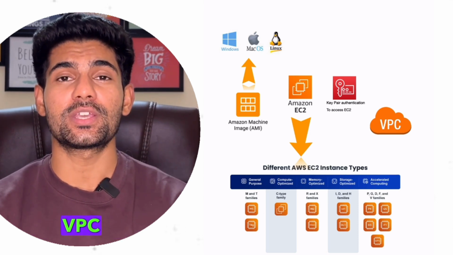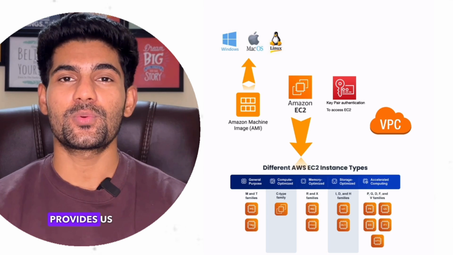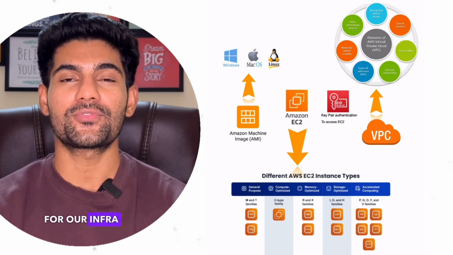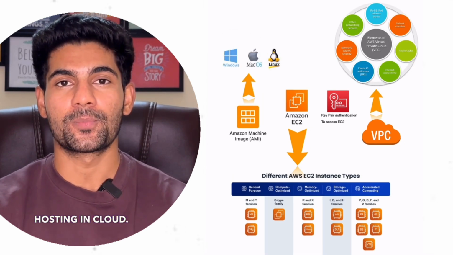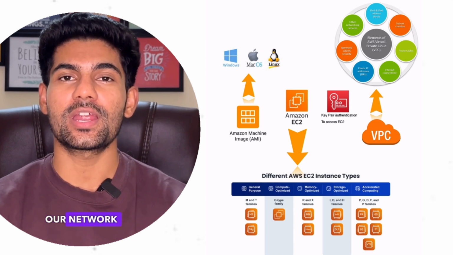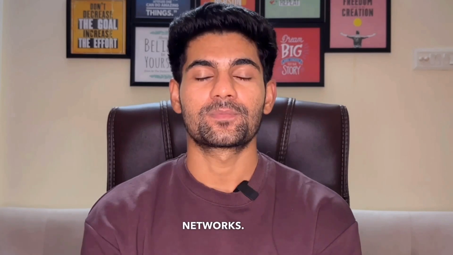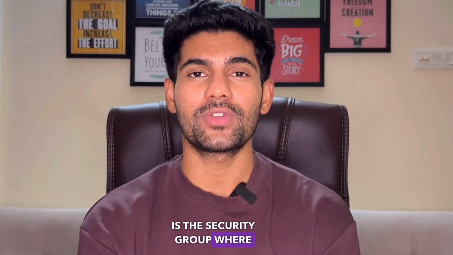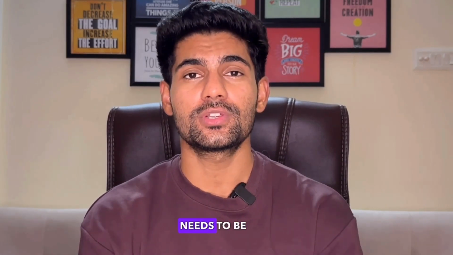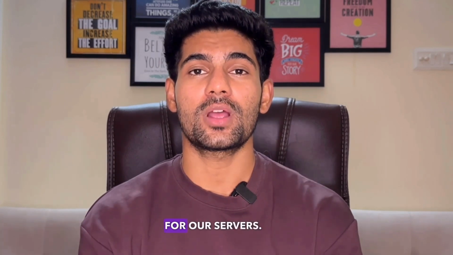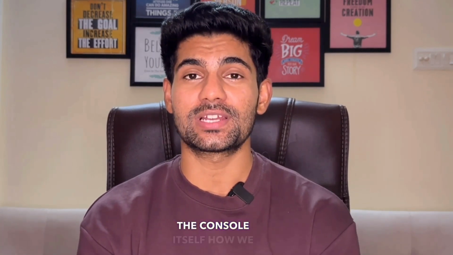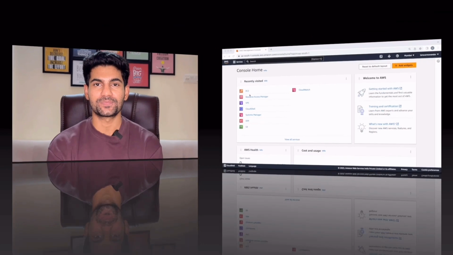Next thing is VPC, which is very important, which provides us the network for the infra which we are hosting in the cloud, and it isolates our network from the rest of the AWS cloud and from other networks. The last one is the security group where we can define the ports which need to be allowed or blocked for our servers. Let's see in the console itself how we can create a virtual machine.